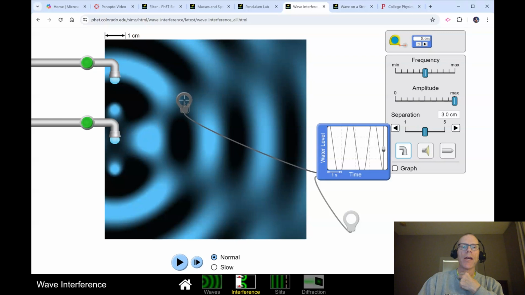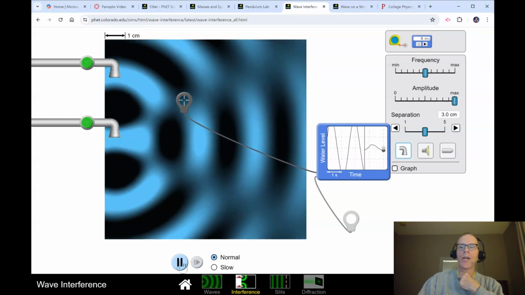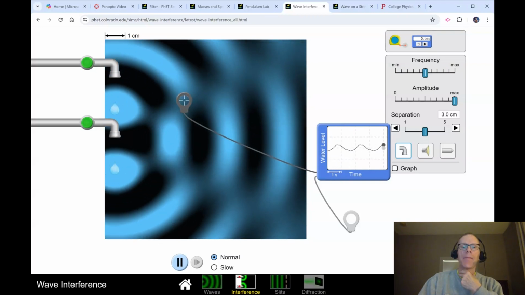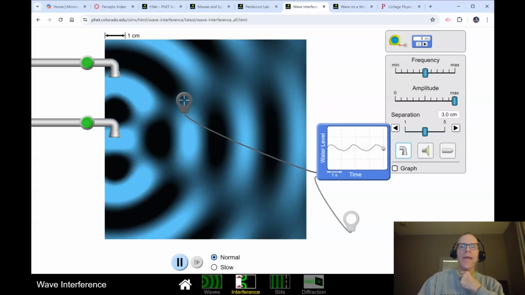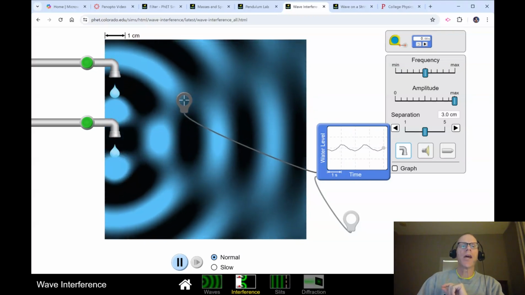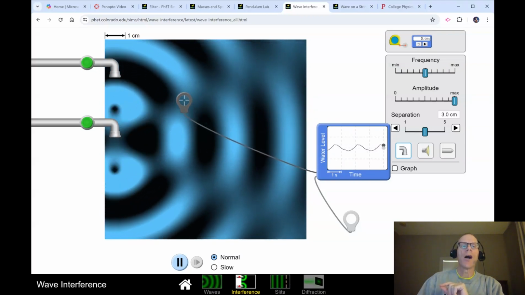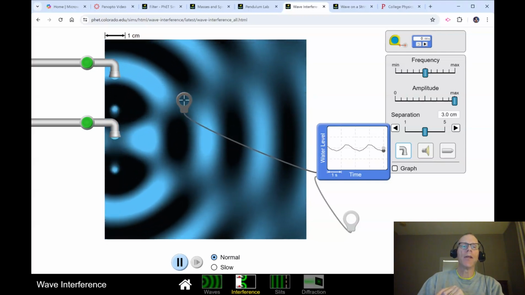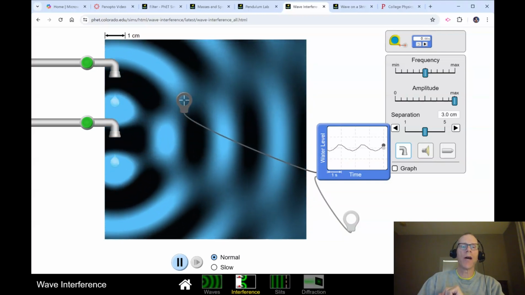Here we've got kind of a grayish area. So let's see what happens if we measure this grayish area. The amplitude is very, very low. In this area, the waves are adding up destructively, so they're essentially canceling each other out.